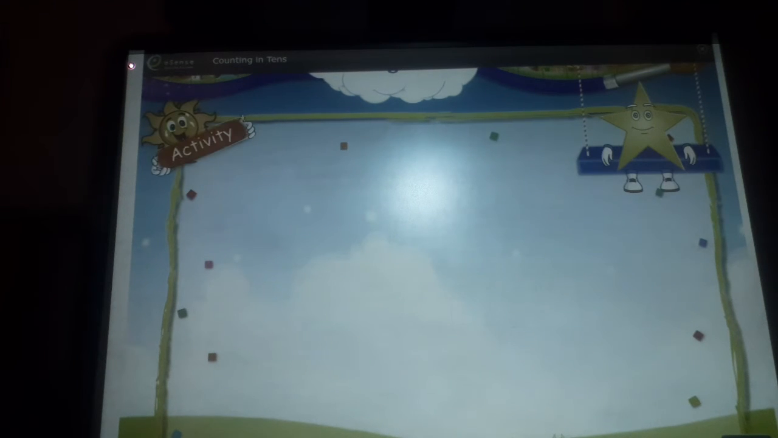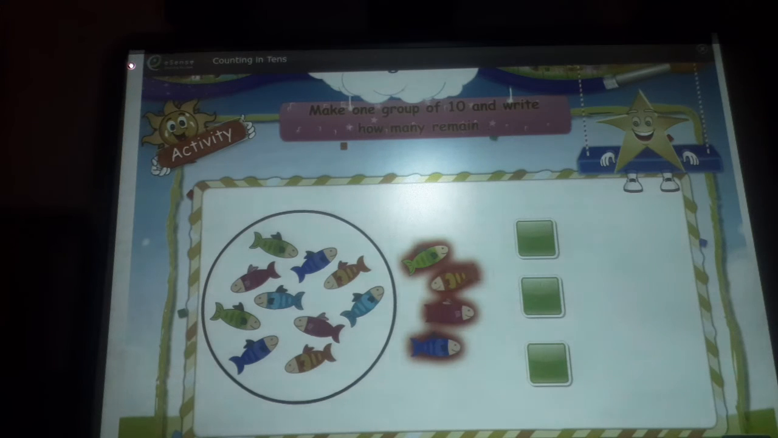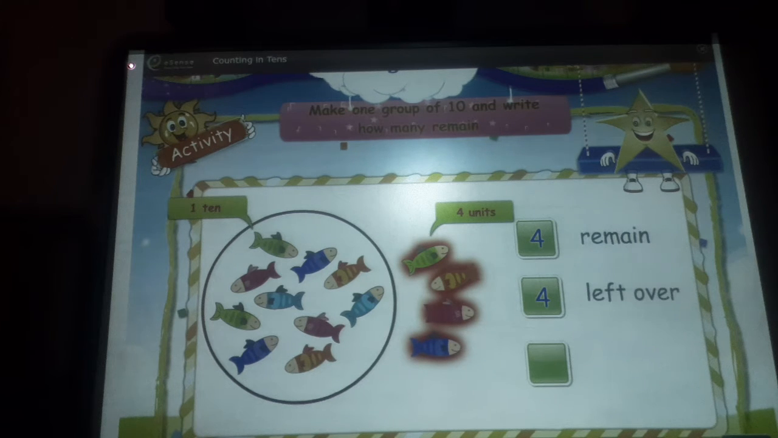Study, let us do an activity now. You will be given groups of objects. You have to make one group of 10 and write how many remain. See, the first one is done for you. Here is a group of fishes. 10 fishes are put in one group. There are 4 fishes remaining. These 10 fishes form 1 ten. And the 4 fishes are 4 units. So we say 4 remain, or there are 4 left over, or 4 units left over.